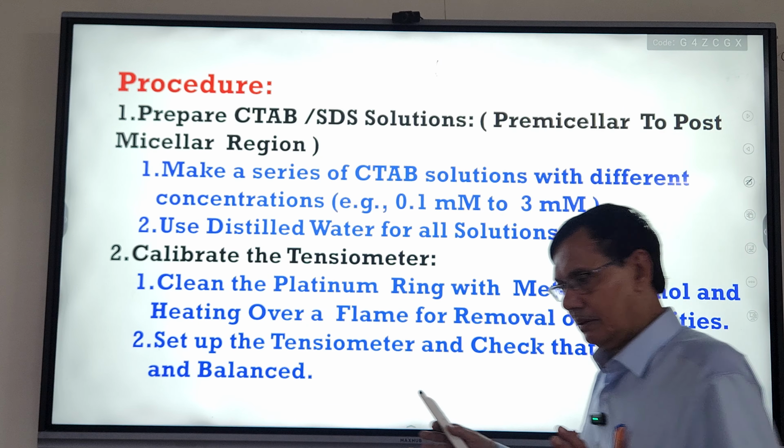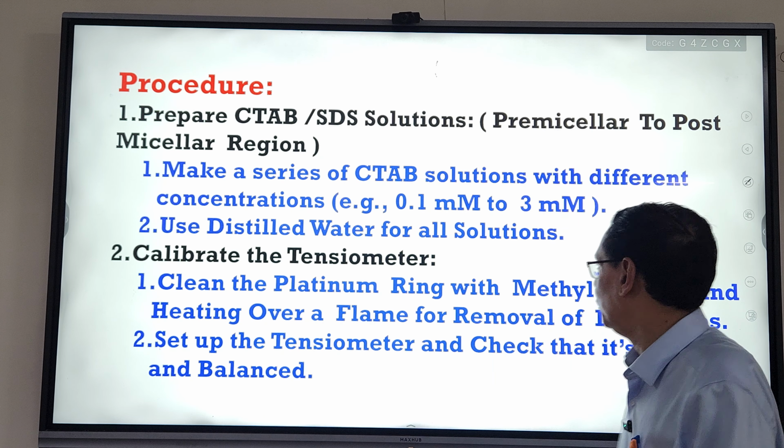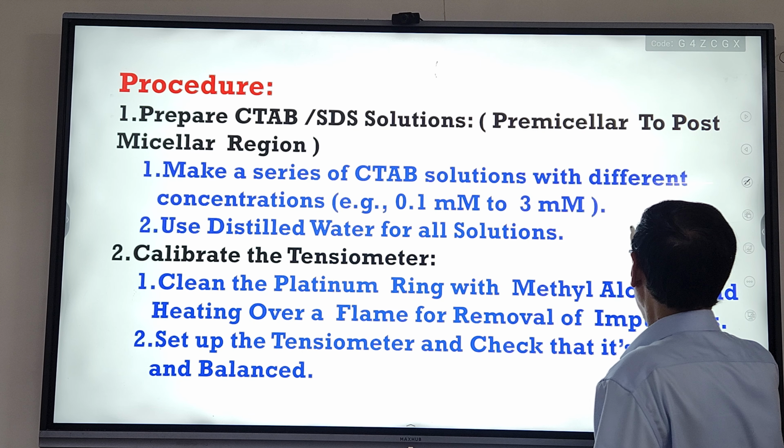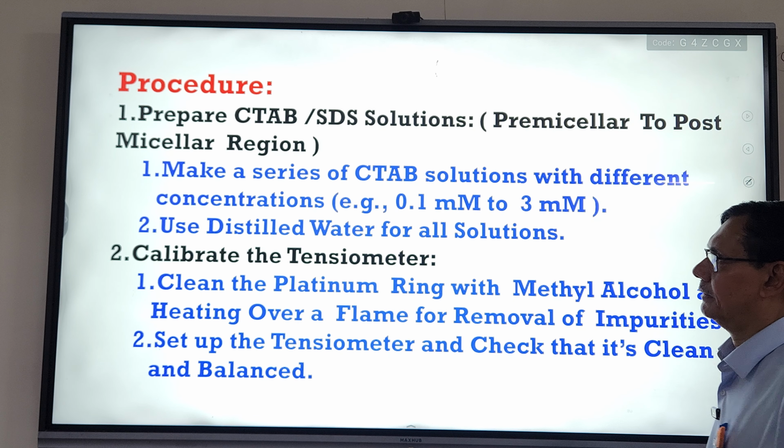फर्स्ट यू प्रिपेयर, एंड यू हैव ऑलरेडी प्रिपेयर्ड, क्योंकि मैंने कल से आपको बताया है, यू हैव ऑलरेडी प्रिपेयर्ड डिफरेंट सोल्यूशन ऑफ sodium dodecyl sulfate. The rule is that, as you know, the CMC of CTAB is 1 millimole. तो आपको जो सोल्यूशन बनाना है, 4-5 सोल्यूशन लेस देन 1 millimole, एंड कुछ सोल्यूशन उसके आगे आपको बनाना है. दैट मीन्स देयर आर टू रीजन, वन इज प्री मिसेलर रीजन, अनदर इज द पोस्ट मिसेलर रीजन.